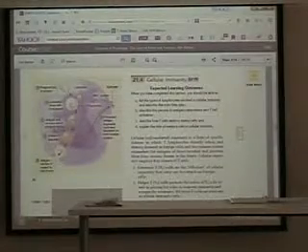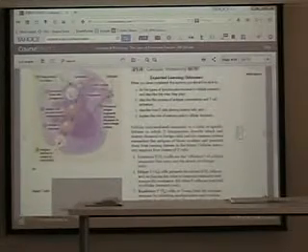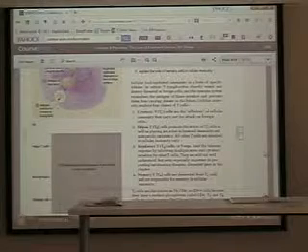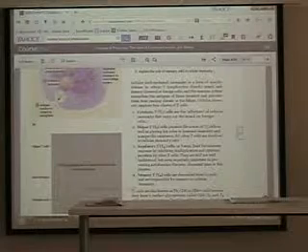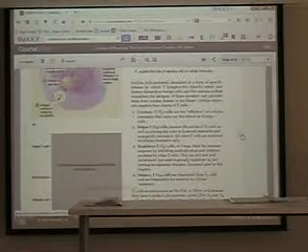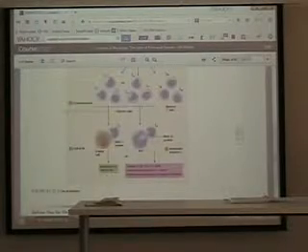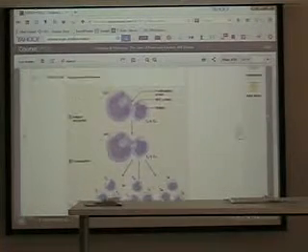Okay, here you go. Cellular immunity. Cellular immunity here, and you can see it deals with T cells. You have T cytotoxic, T helper, T regulatory, and memory T cells. So this is cellular immunity.